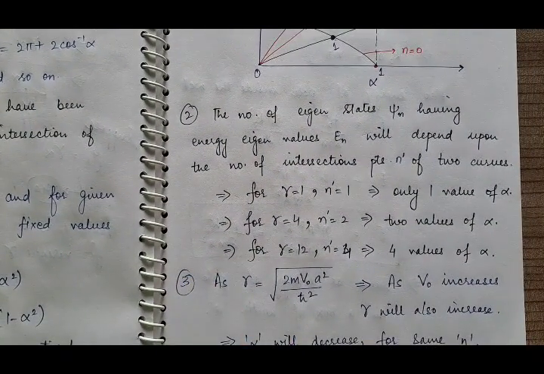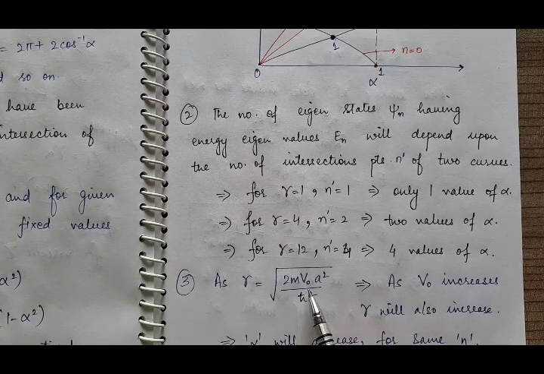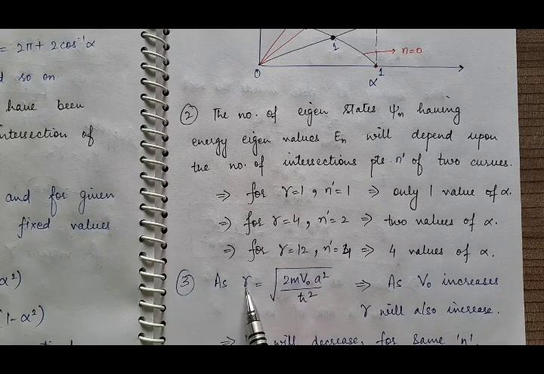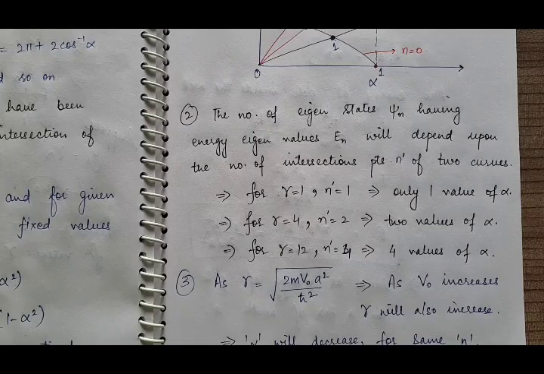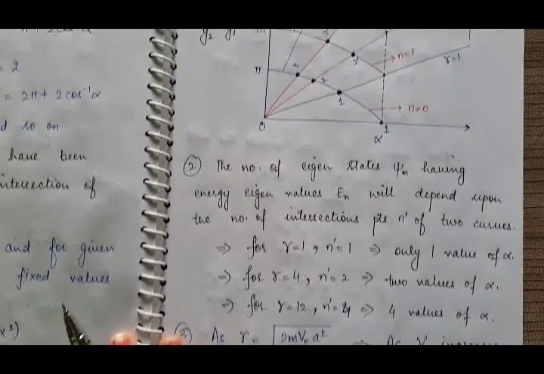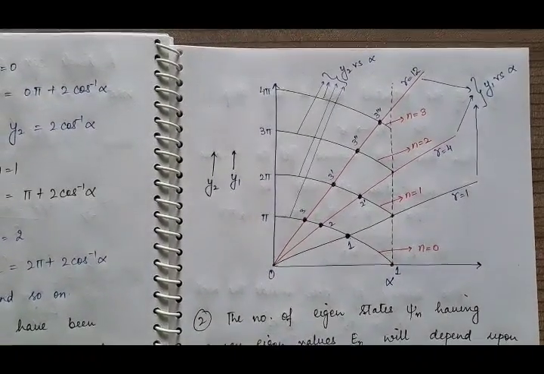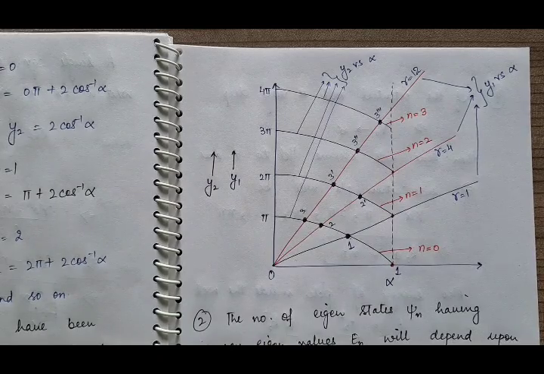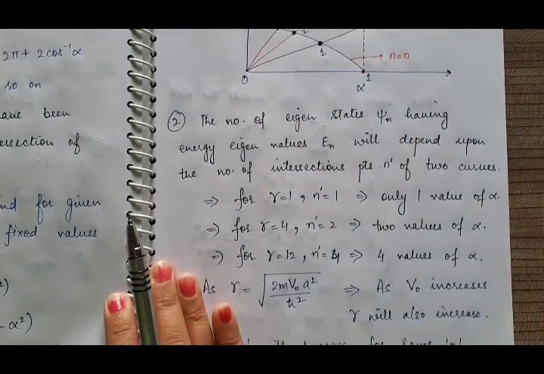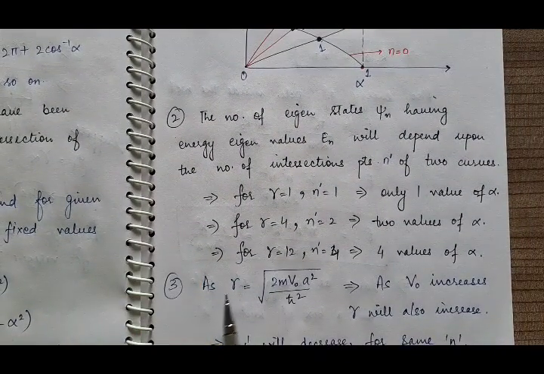And the third one is, as we know that the value of gamma depends upon V naught. So as V naught will increase, it will also increase gamma. And as this gamma will increase, alpha will decrease. How? See, as V naught will increase, with increase in V naught, gamma will increase. Why? Because the expression of gamma is equal to this. As V naught will increase, gamma will increase.